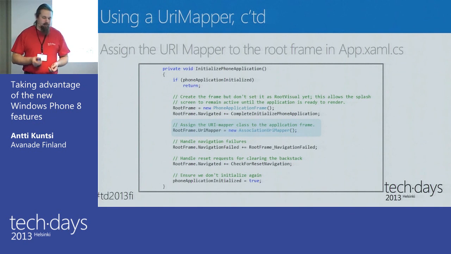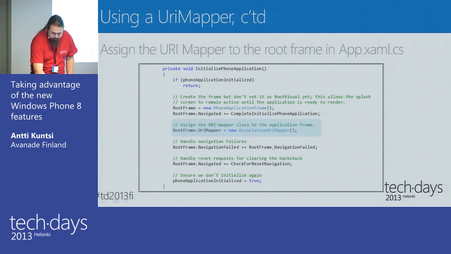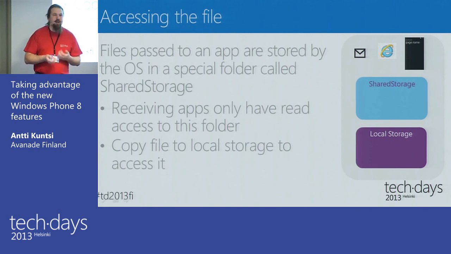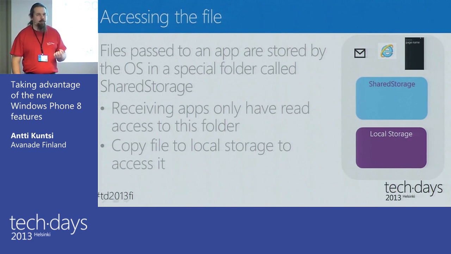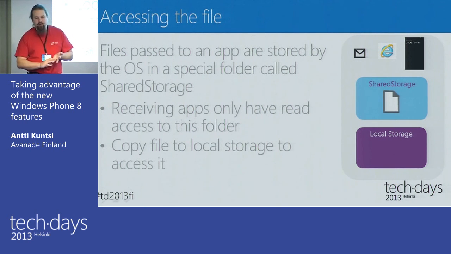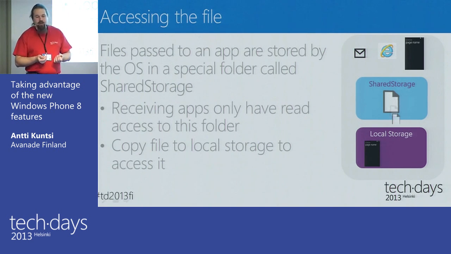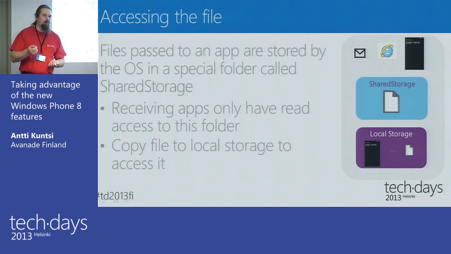So how to access this file? You are passed a reference to a file, so you can't access the file where you are given. It's not a read-write access area. It's just a temporary area where the file is stored for you until you access it. So it comes in from email, it can come from a web page, or it can come from a different application altogether. It goes into the shared storage by that application when it launches you. You get the ID and you are getting launched. Then you retrieve it from the shared storage as a copy into your local storage. And then you are free to access it.